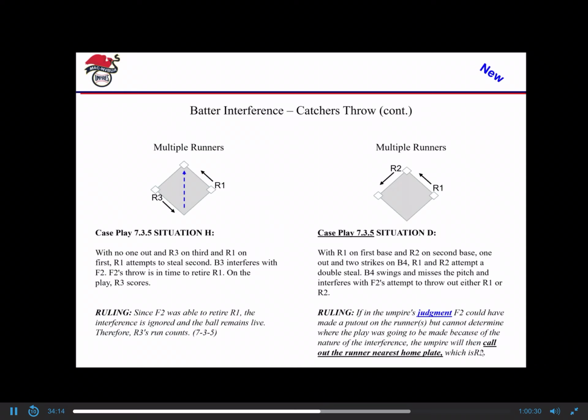So which runner in our second scenario is going to be declared out? Well, if we don't know who F2 is going to have made a play on, then by rule, we're going to call out the runner nearest to home plate, which would be R2. So multiple runners. If you don't know, we take the lead runner coming home.